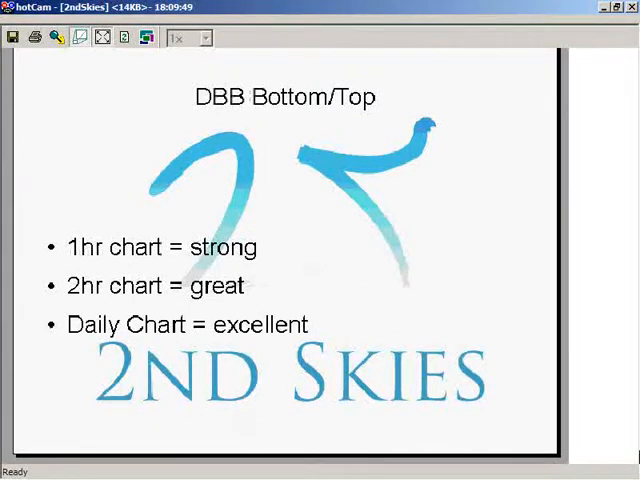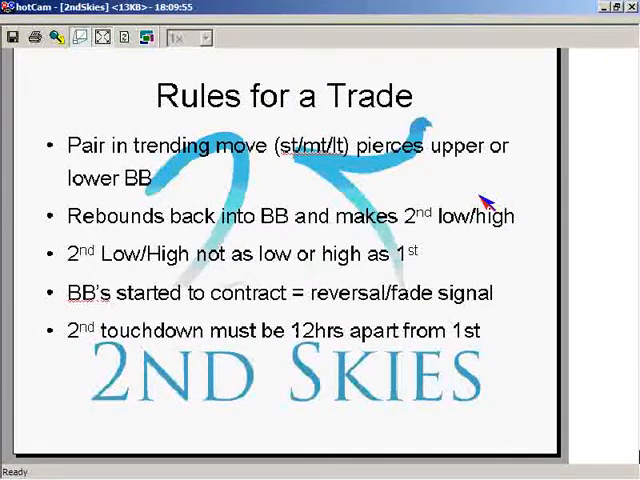And so we're going to actually go over some examples here. Now I'm going to go over the rules for using this strategy, and then we're going to look at some charts. We're going to look at a bunch of case studies and what pairs you can apply this to.